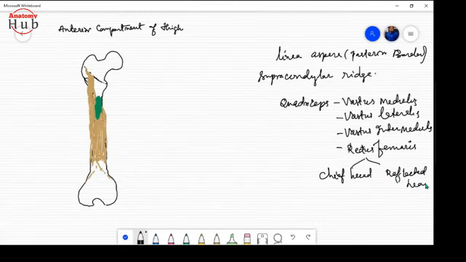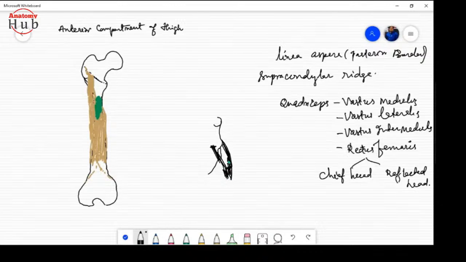If we look, the ASIS is here, then from this ASIS you will find the anterior border, and here you will find the AIIS, then your acetabulum. The rectus femoris arises from the AIIS with one head, the chief head. Another head is just above the acetabulum, over the lateral surface of the ilium. This is the reflected head of your rectus femoris muscle.